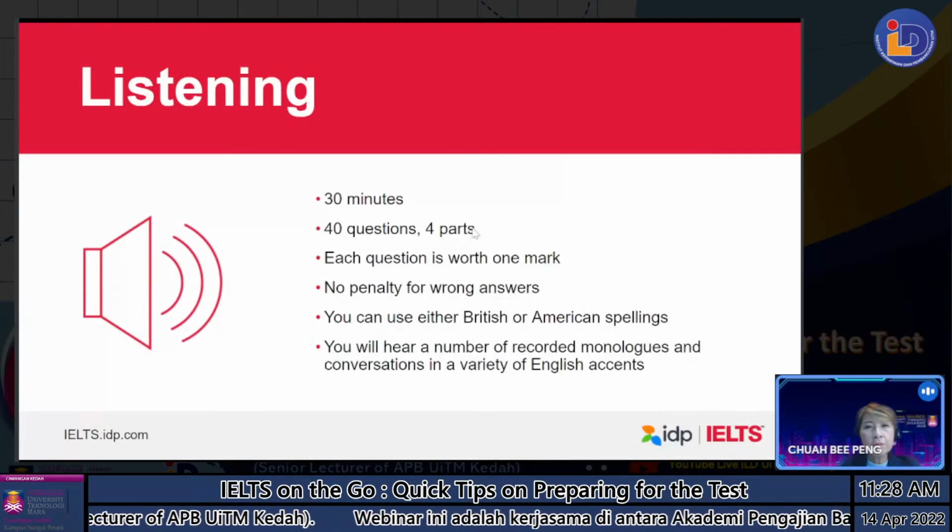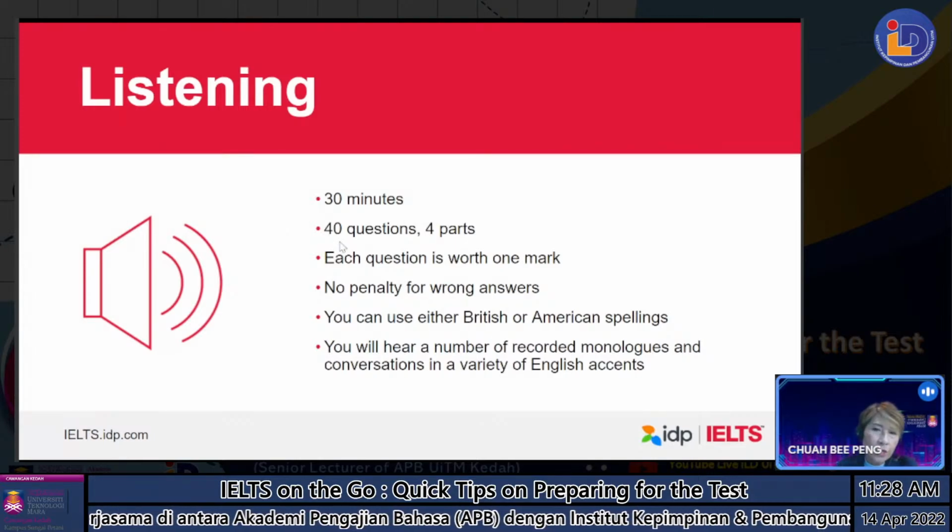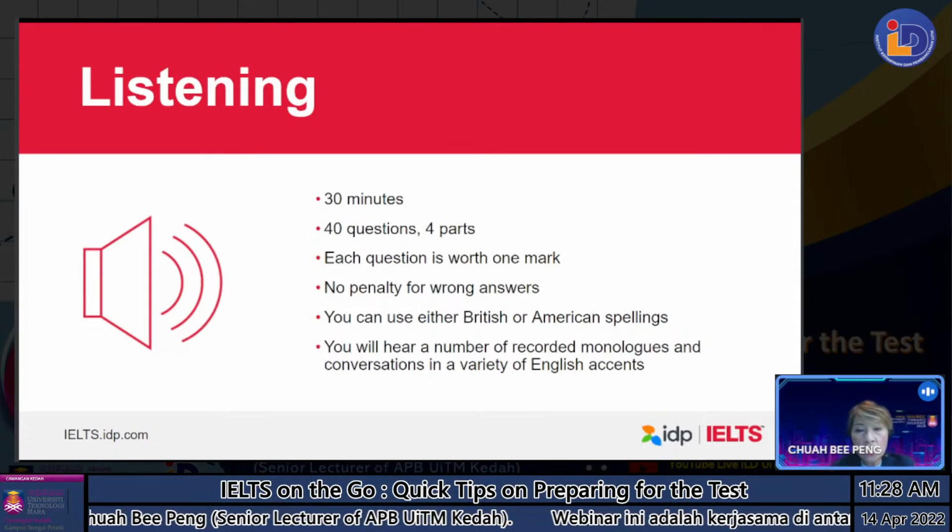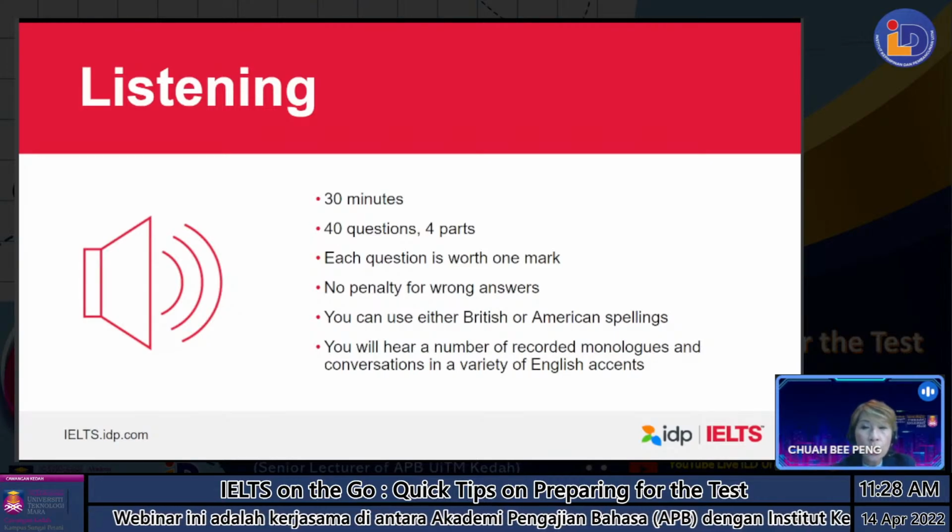So for the listening module, like I said, in 30 minutes, you need to answer 40 questions in 4 different parts. And each question is worth 1 mark. Unfortunately, I cannot tell you how they mark your test papers, because all these are marked on the computer because it's OMR, and also some filling in the blanks, but it is not done by the examiner.